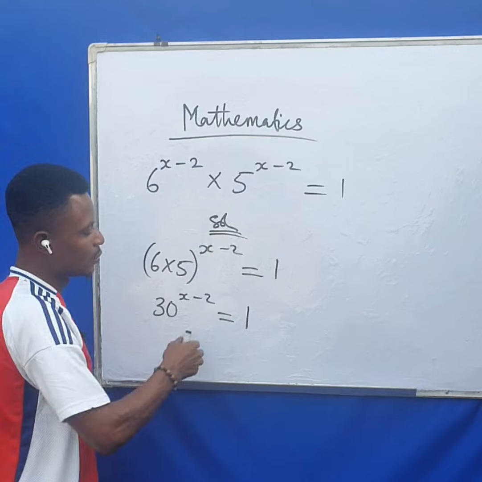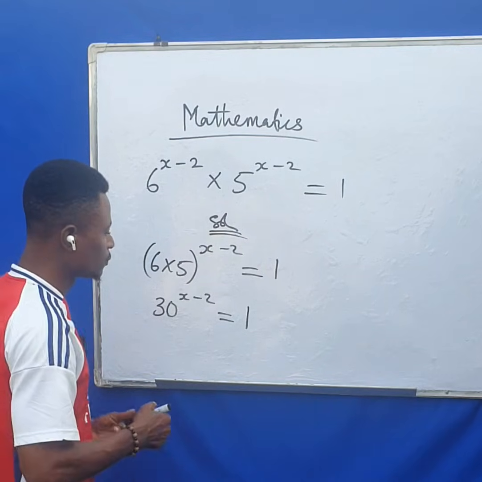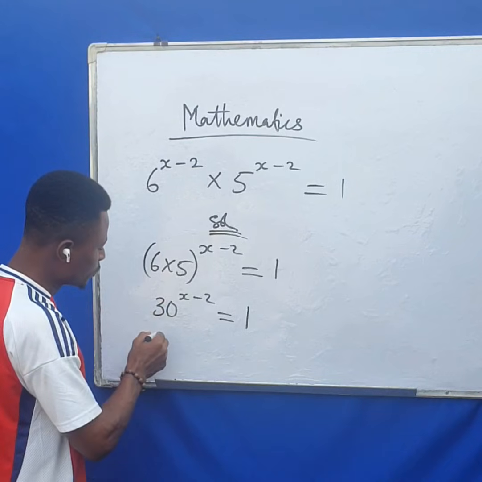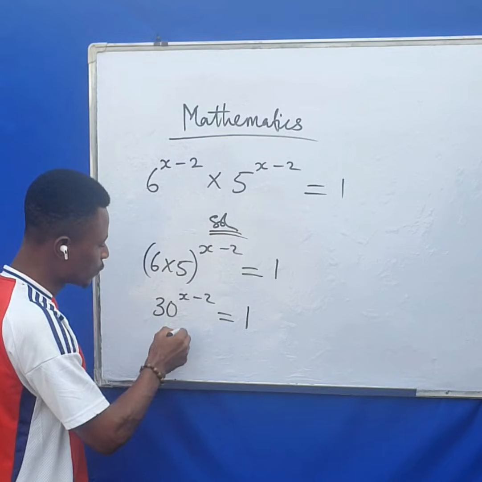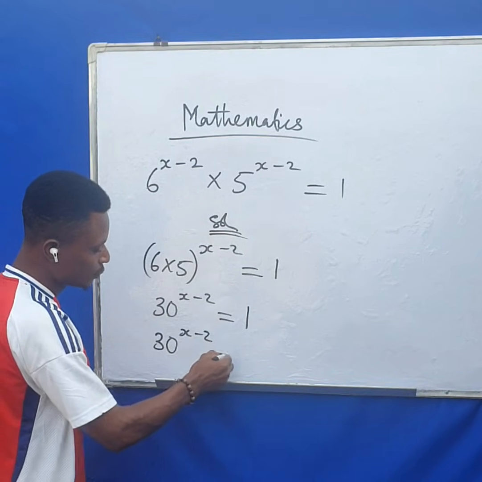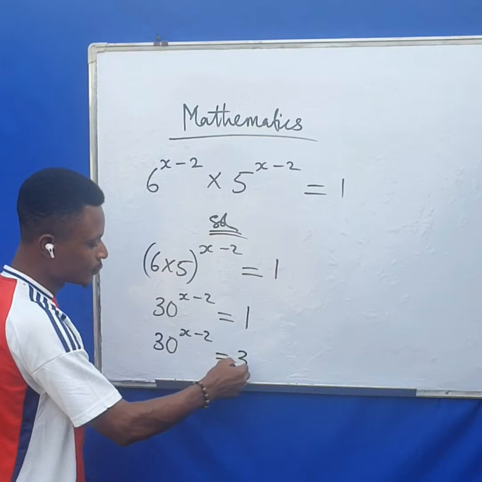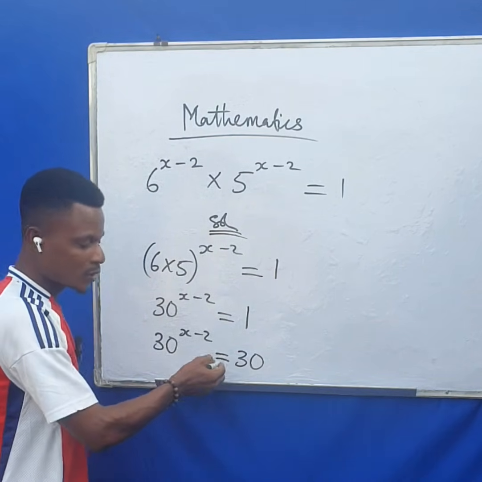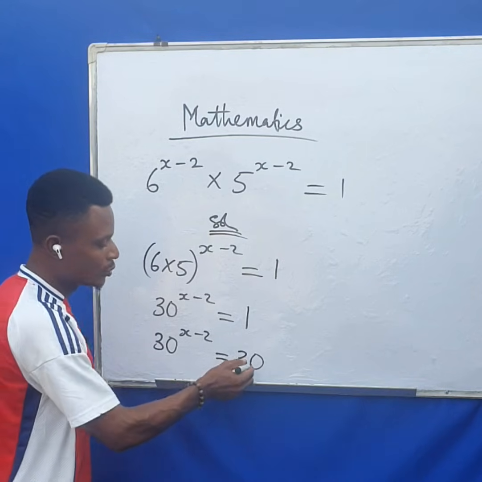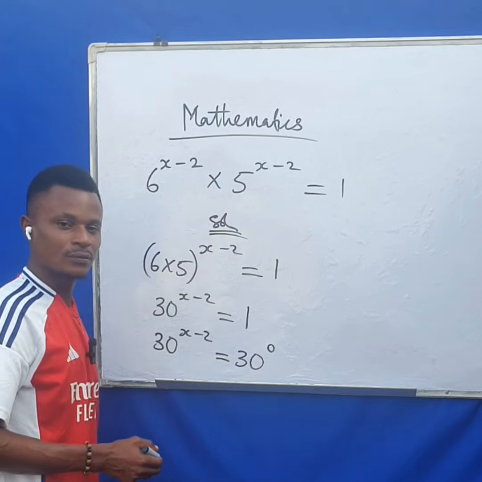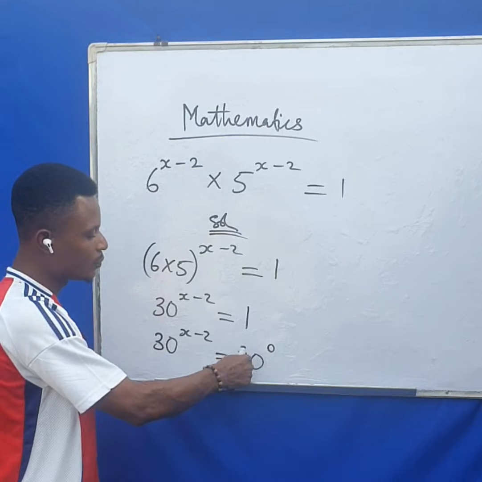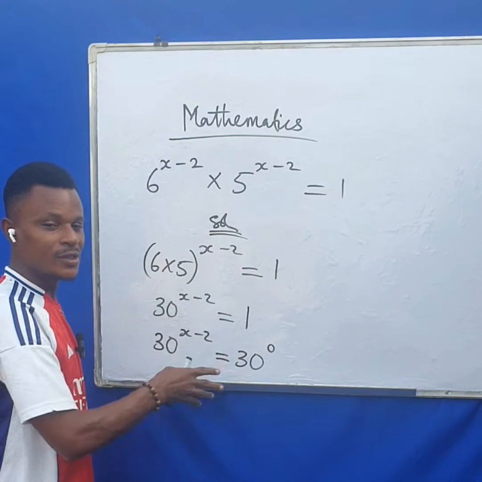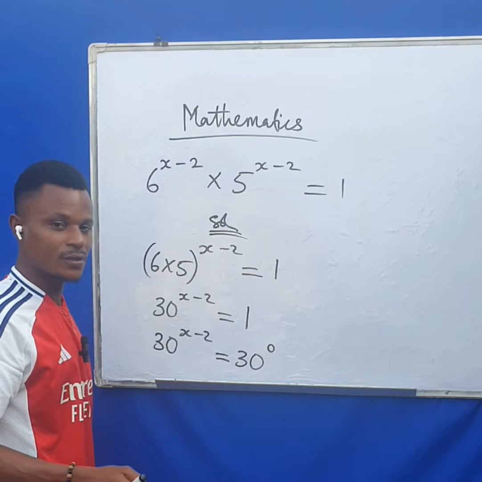This one here, you are going to replace it with 30 because you have 30 here already. So let us write down our 30 raised to the power of x minus 2 equal to, in place of this one, you write 30. After you have written 30, you raise it to the power of 0. Why? Because if a number is raised to the power of 0, it's equal to 1. This is in accordance with the zero power law of indices.